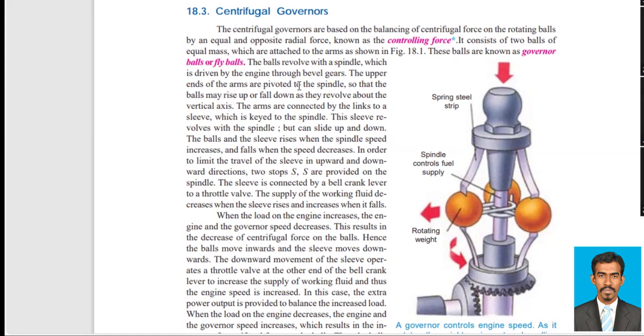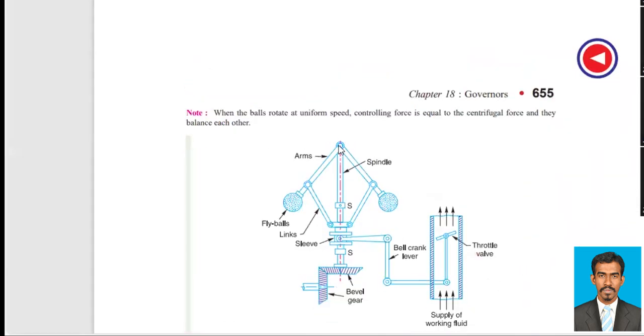The upper end of the arms are pivoted to the spindle so that the balls may rise up or fall down as they revolve about the vertical axis. As you can see here, the upper end of the arms are pivoted to the spindle. So when the spindle rotates, these arms will also rotate, and when they rotate, the sleeve may move up or down.